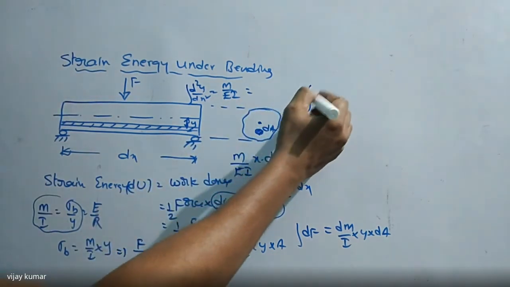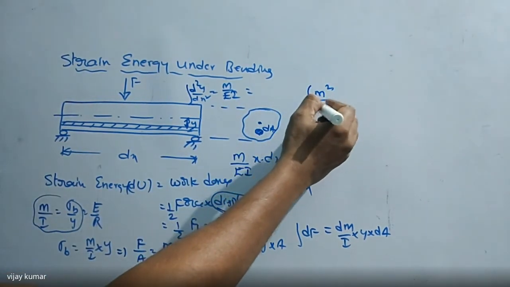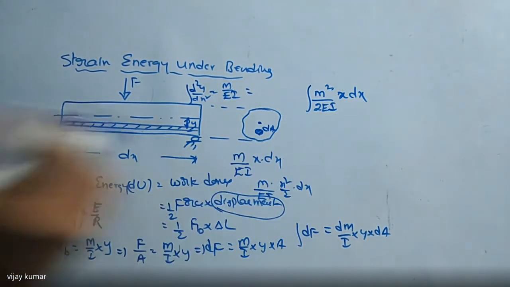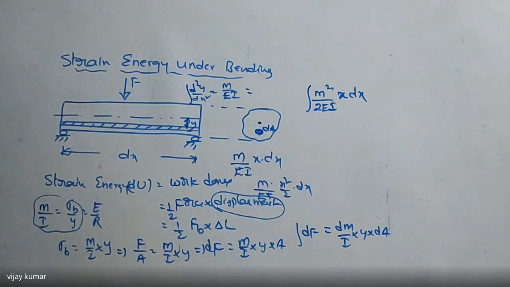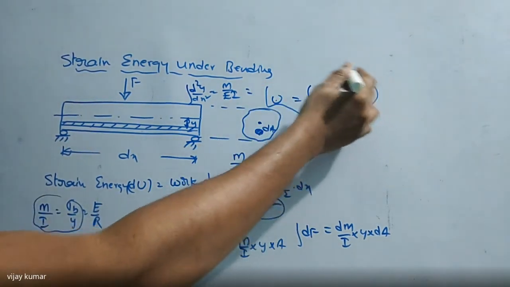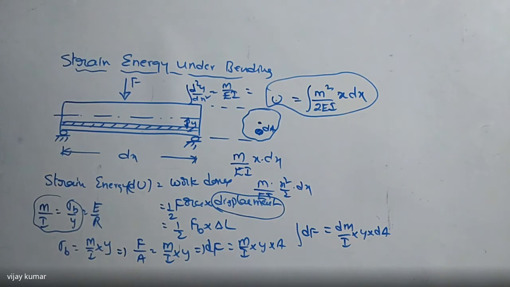So the integral of M² by 2EI into x into dx, that is the formula of strain energy under bending. So this is the formula. Here x is nothing but the length of the beam, and M² is nothing but the bending moment, divided by 2 times E into I into x into dx. So this is the formula of bending strain energy in the material.